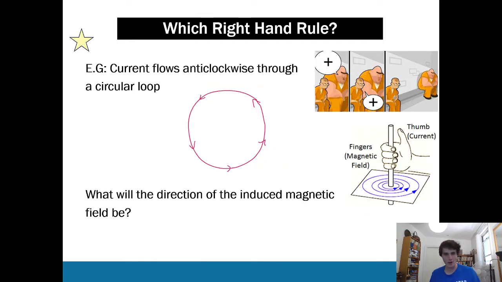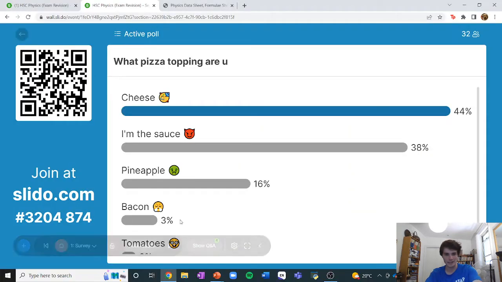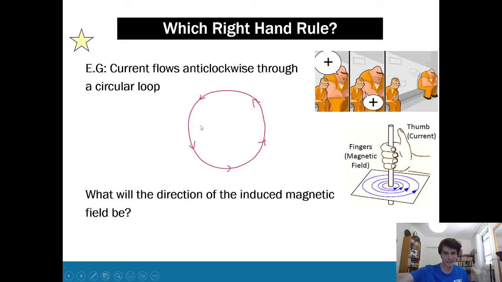So let's have a go at trying to figure out this question here. Current flows anti-clockwise in a circular loop. What will the direction of the induced magnetic field be? Well, in order to answer this question, we have to consider what is going on in this situation. You can curl your fingers around in a circle to point them in the direction of the current that is flowing in the circle. So if you curl your fingers around to point anti-clockwise, your thumb is pointing out of the page there.